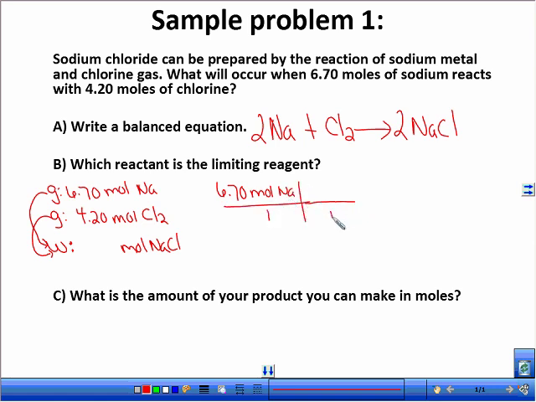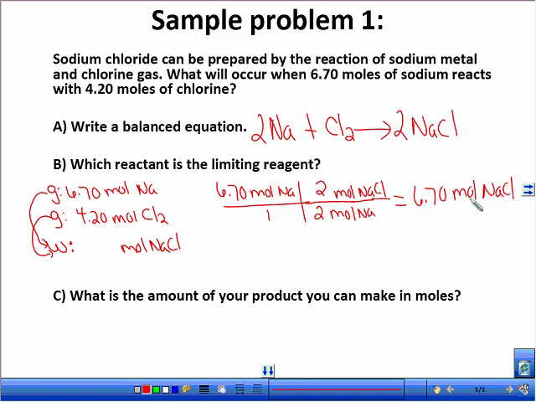And mole of Na will go down. To the top will be mole of NaCl. And in front of NaCl is a 2, and in front of Na is a 2. Since a 2 and a 2, they'll cancel. This is going to be 6.70 moles of NaCl.